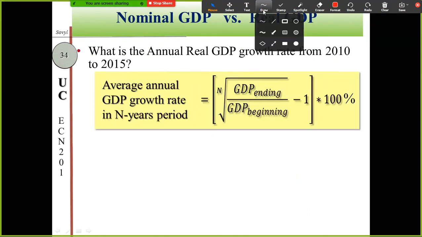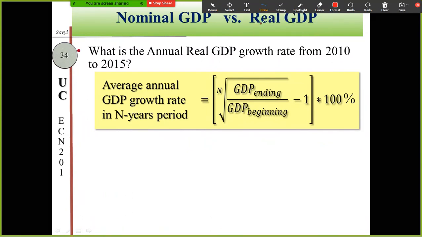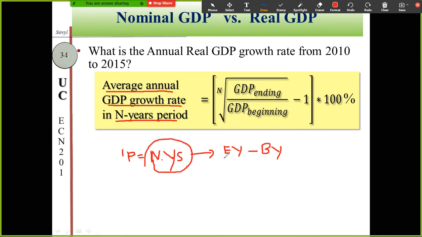So this is the average annual GDP or real GDP growth rate in n years period. That means one period with n years. Okay, n years. How many years? I don't know, n years. How to find n years? In order to find n years, you need to find ending year minus beginning year. Okay, that's why for n years, you need to take ending year minus beginning year.